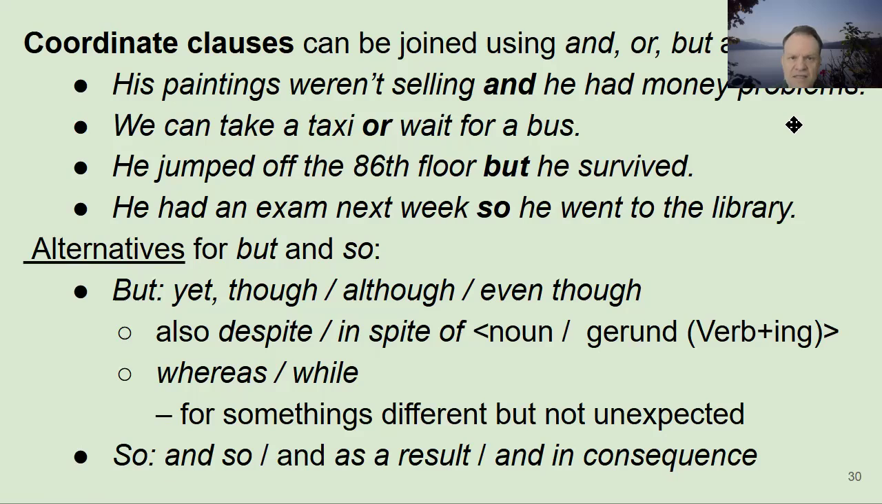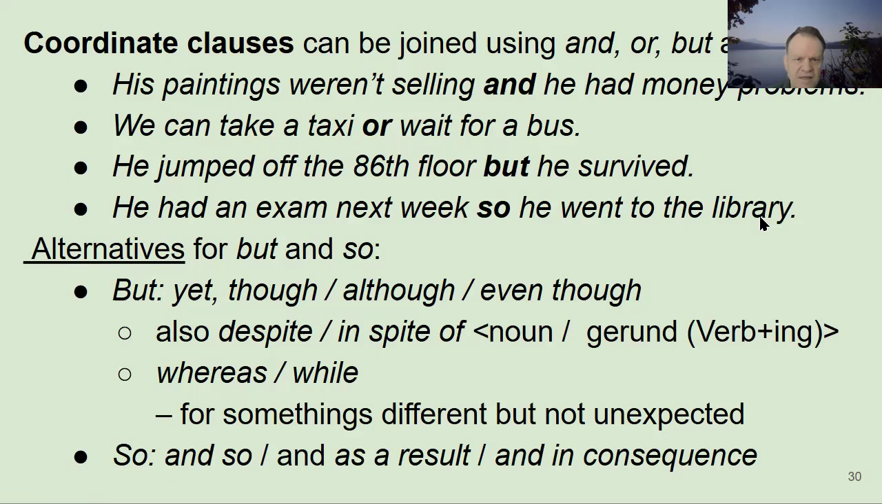His paintings weren't selling and he had money problems. Two clauses. We can take a taxi or wait for a bus. He jumped off the 86th floor, but he survived. Wow. He had an exam next week, so he went to the library. Sounds familiar with students.